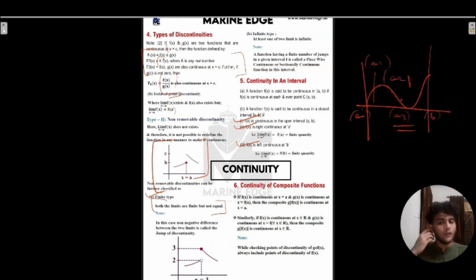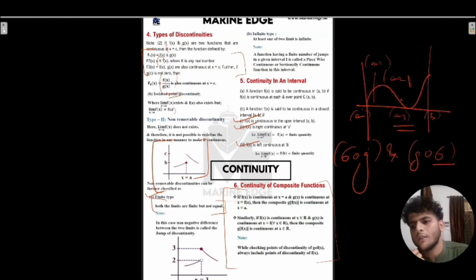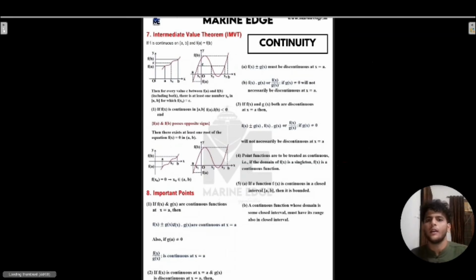Okay, so the continuity of a composite function: if f(x) is continuous at x equals a. This is the same thing that we have studied before, but now it is about the continuity of composite functions, that is, functions written in the form f of g and g of f. These are the important cases of composite functions. Similarly, if f(x) is continuous at x equals r and g(x) is continuous at x equals r, then the composite function g of f(x) is also continuous at x equals r. While checking the points of discontinuity, g of f always includes the points of discontinuity of f(x). This is something you have to take care of, and you can note it down.